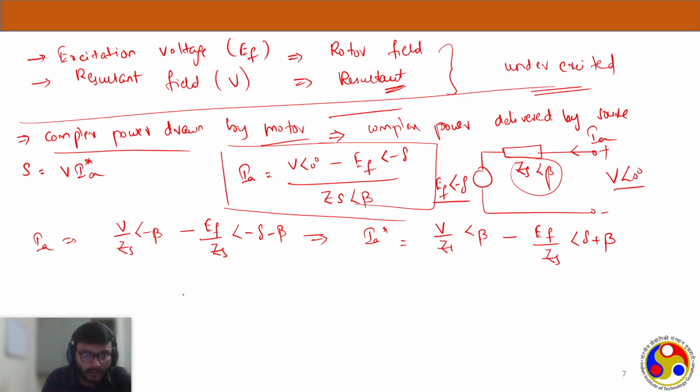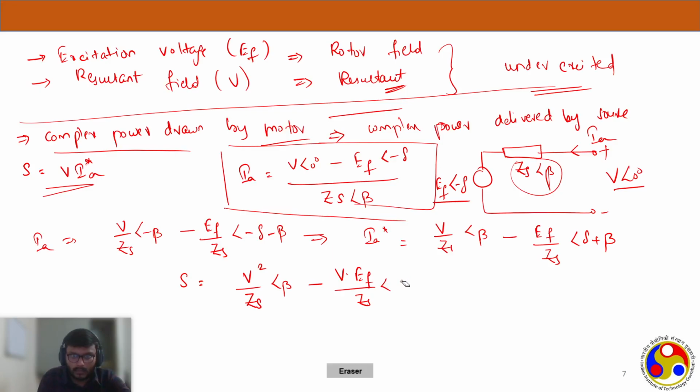Now what is the formula for S, the complex power here? You have to just multiply voltage to it. So this is for a single phase. If it's a three-phase machine, you have to multiply with 3, and we will see that later, but you are seeing it for one phase. Now V square divided by Zs at an angle of beta minus V into EF divided by Zs at an angle of delta plus beta. Okay, this is the complex power, apparent power.